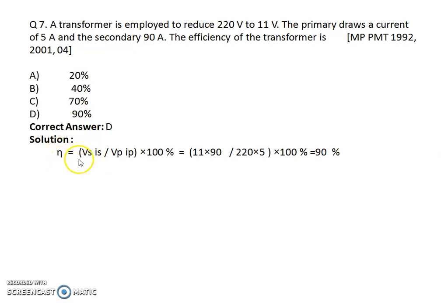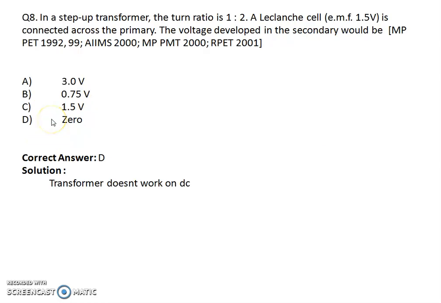So we have seen the formula for efficiency. It is output power upon input power into 100%. So it is Vs into Is upon Vp into Ip into 100%. Output voltage is given as 11 volt, and the output current is 90 amperes. So it is Vs into Is, which is 11 into 90, divided by input voltage 220 volt and input current 5 ampere. So it is 220 into 5, that is this ratio. If you calculate this ratio and multiply it by 100, you will get the answer as 90%. So answer D is the correct one.